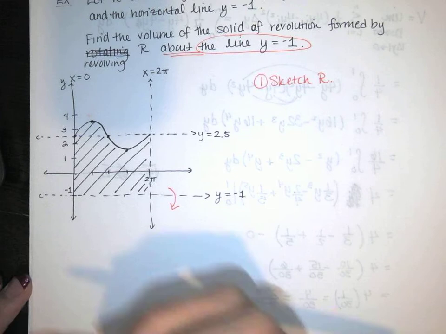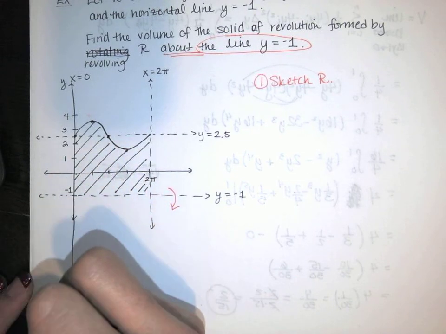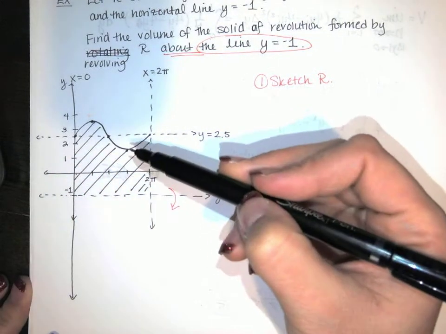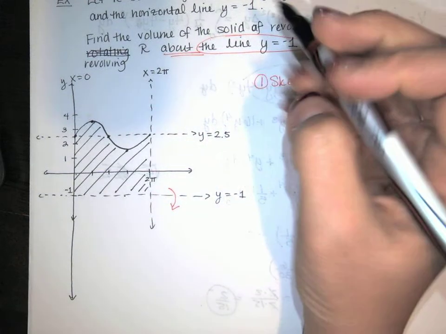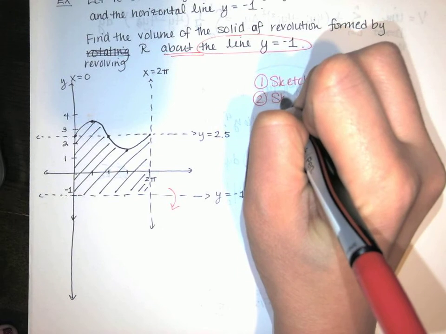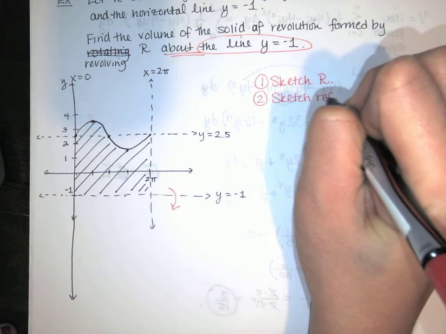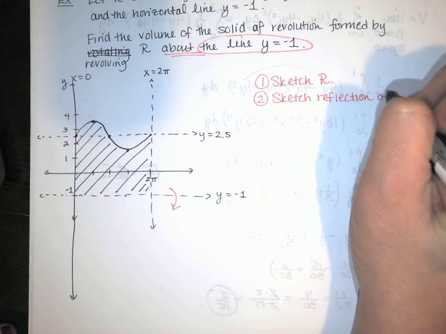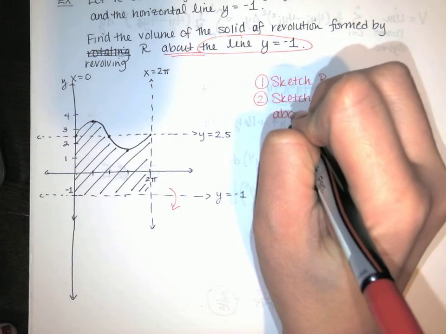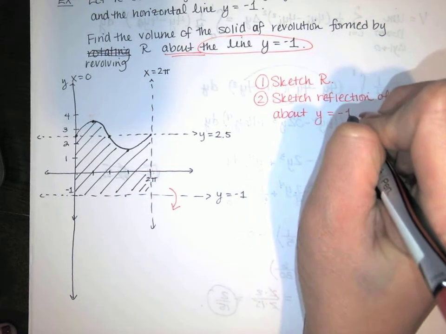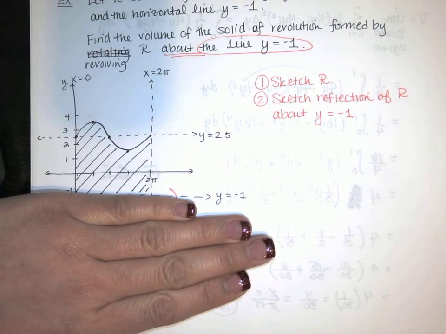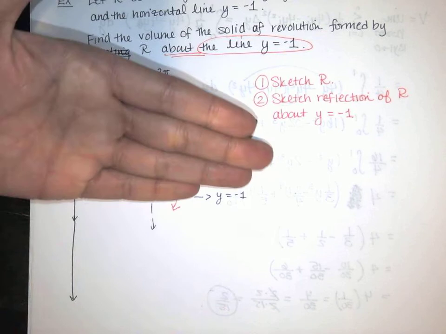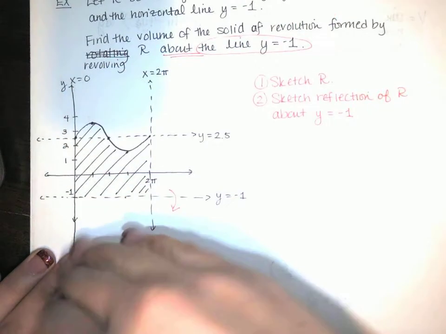Now, it's hard to draw, but we do the best we can. After I've sketched R, I want to sketch a reflection of R about the line that they told me. So in this case, I want to sketch the reflection about y equals -1. So you have to imagine taking this piece of paper and flipping it down and saying, what would that shape look like if it was flipped down? If you wanted, you could just take the paper, fold it in half, and then see what that reflection would look like and then trace.